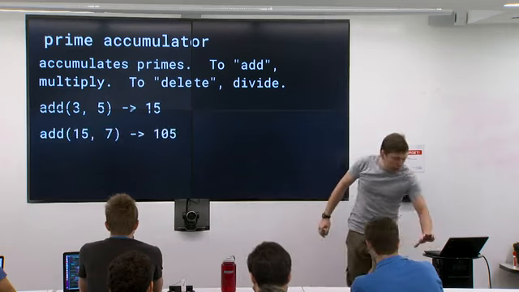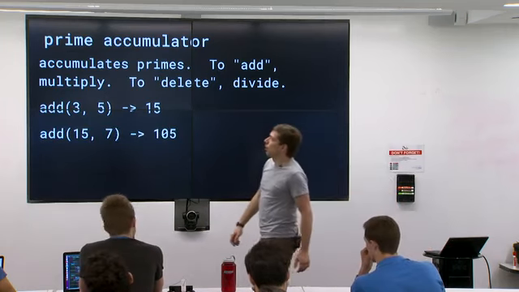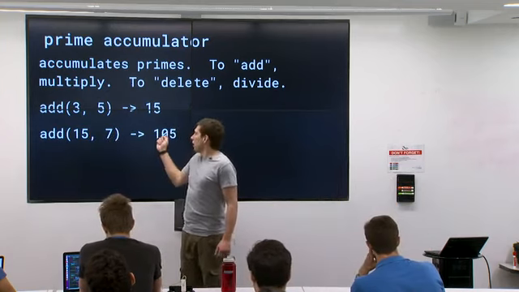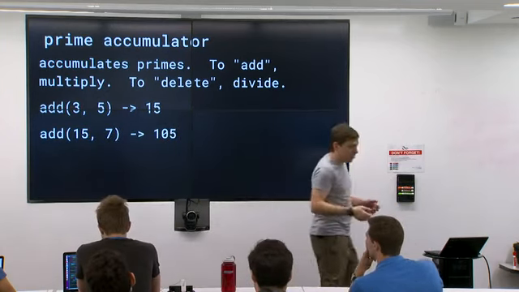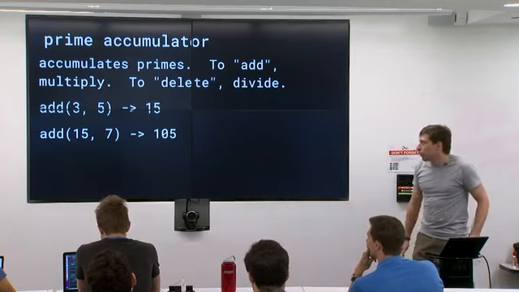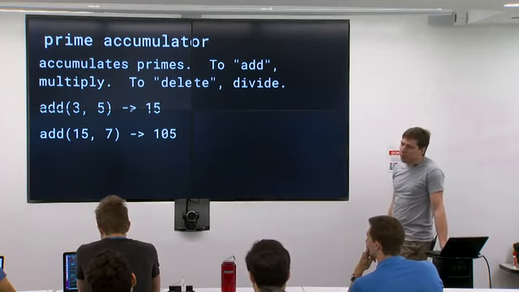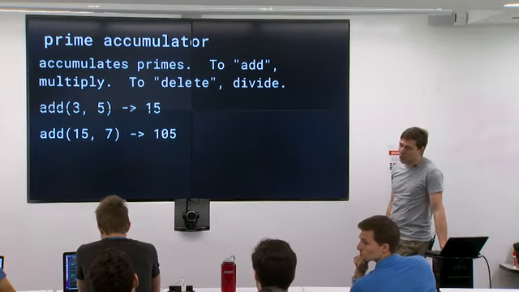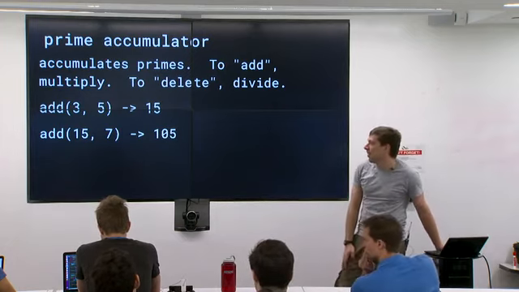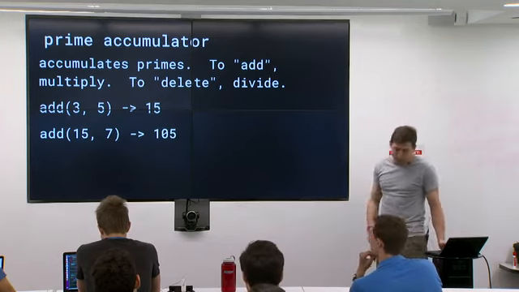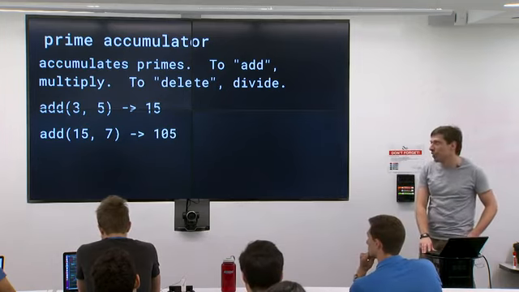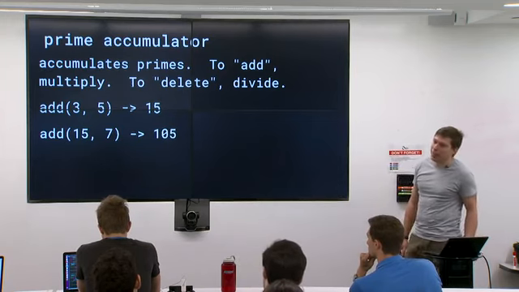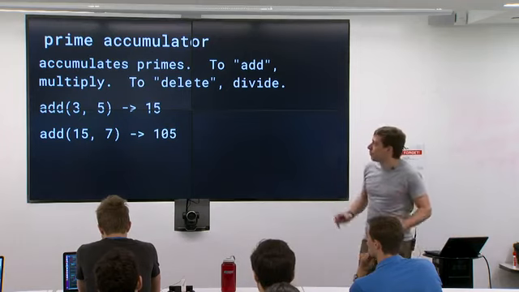And now I want to add 7 to this accumulator. So I've got my accumulator, which is 15. I add the number 7 into it, I just multiply by 7, and I get 105. Is it called the fundamental theorem of arithmetic? I think that's what it's called, where everything's a product of primes. So everything's a product of primes, and everything has a unique factorization. So 105 is 3 times 5 times 7, right? There's no other way around it.